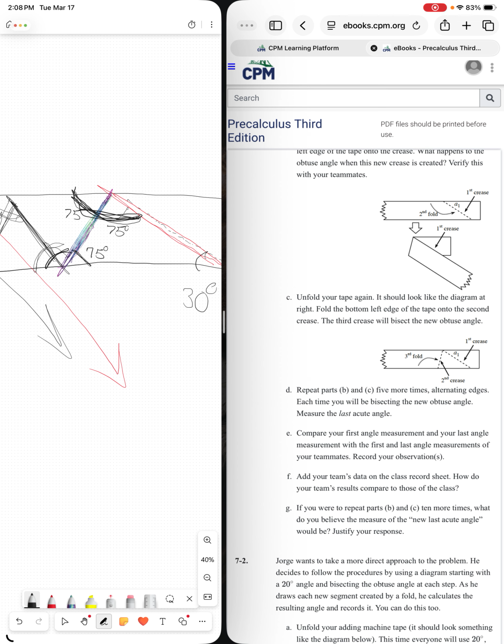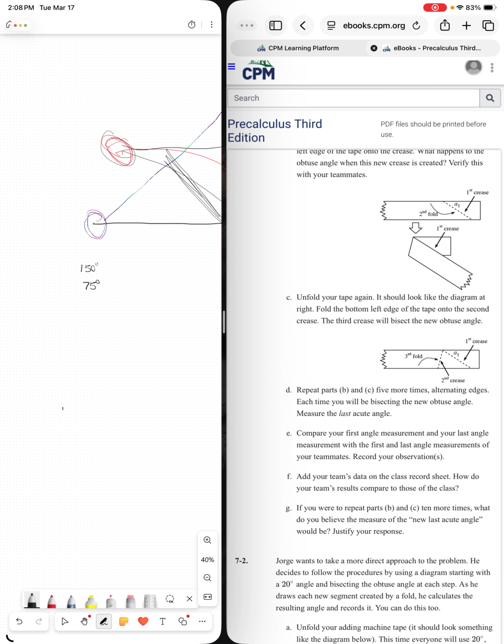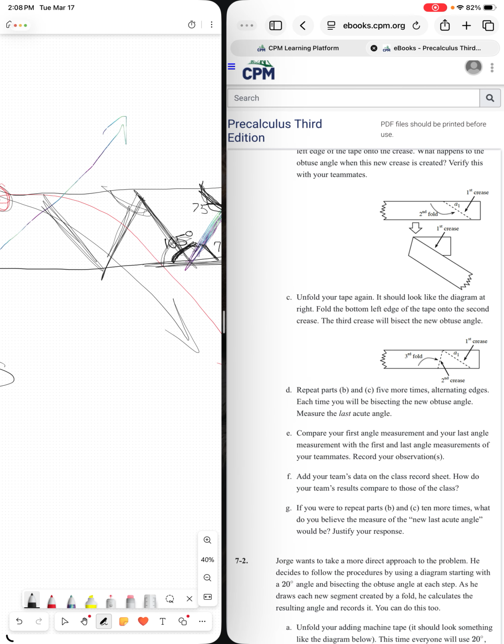Sorry, excuse me. Didn't do that right. If this is 75 degrees, then we now know this big angle here is 105 degrees, since it's a 180 degree straight line. So we now have a 105 big angle. We're going to bisect that one, so that would be 52.5 degrees. So we went from 75 to 52.5.